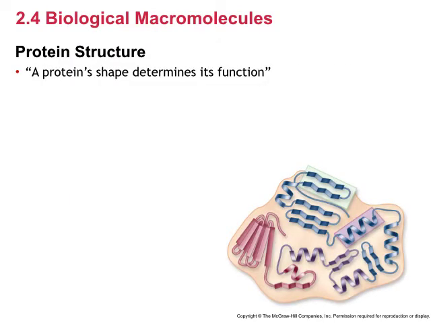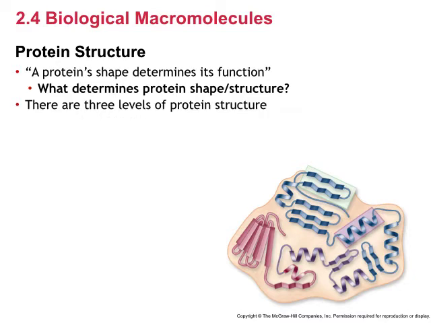Okay, so we said a protein's shape determines its function. But what determines the shape or the structure of a protein? Right? If the shape determines the function, what determines the shape? So to understand that, we have to understand that there's three levels of protein structure. There's a primary structure, which is simply the amino acid sequence. And that's exactly what it sounds like. It's the sequence of each amino acid in that protein.